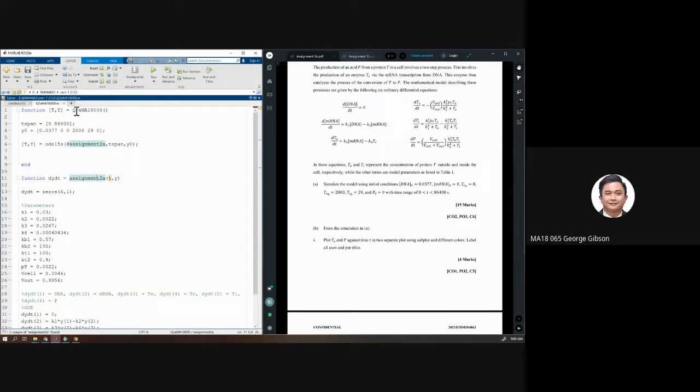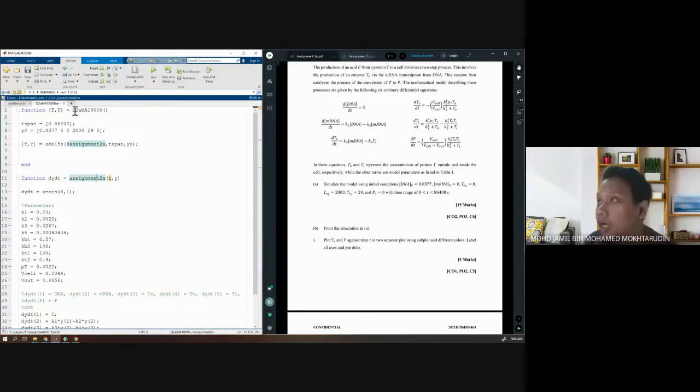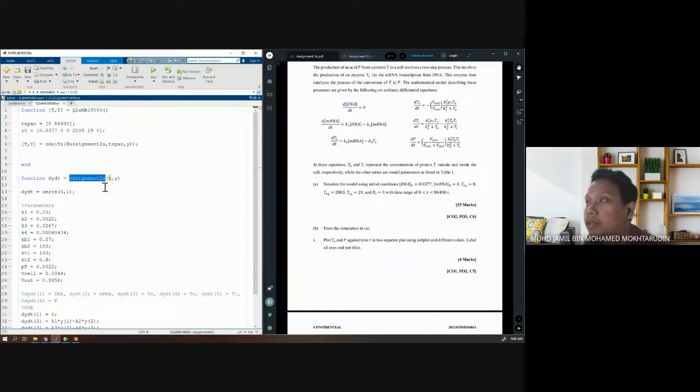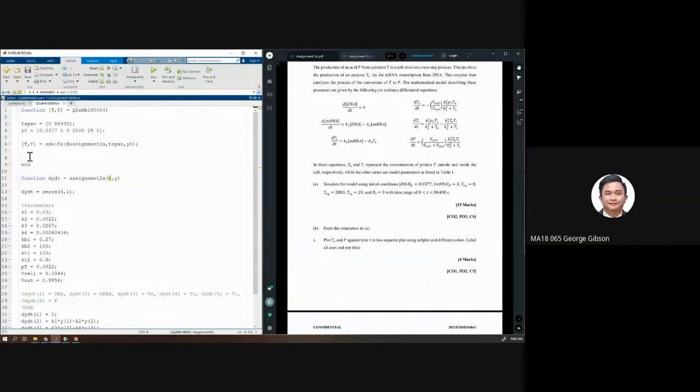Oh, so we just take the solver. Yang atas tu tak, yang ni kita solve. Nanti dia akan automatic call function yang ODE tu. So bila kita run, kita sebenarnya run yang ni. Kita run code ni. Yang assignment dia akan automatic cari dekat mana assignment 2A. Okay, so yang ni mesti kat atas.